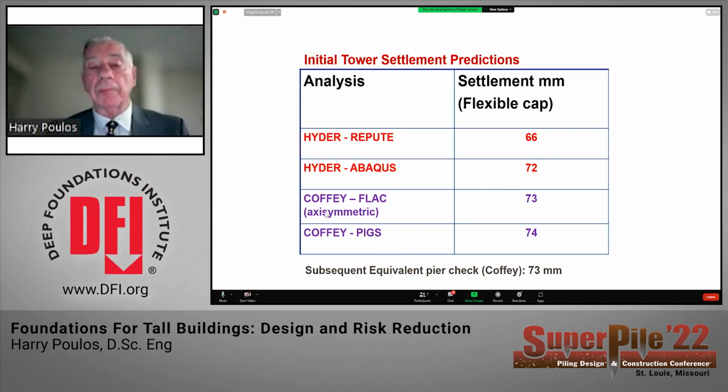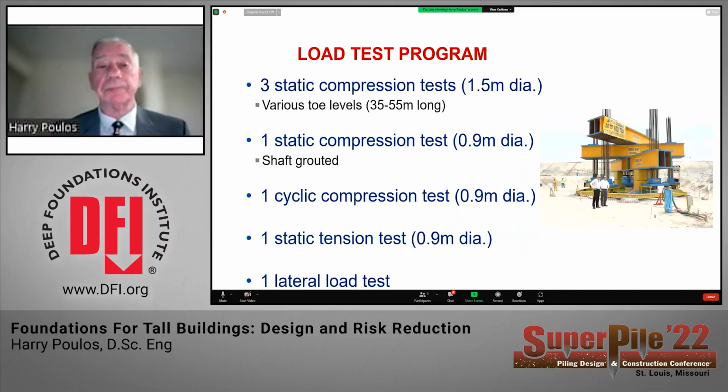We did completely independent calculations using an axisymmetric FLAC program and then one of our in-house programs, and got very similar results to theirs, early 70s. And subsequently, I did a simple check representing the foundation system as an equivalent pier and got almost exactly the same answer, which is probably coincidental. But it's nice that in this whole series of different methods, and again, 2 different organizations doing their own thing, we got quite comparable results.